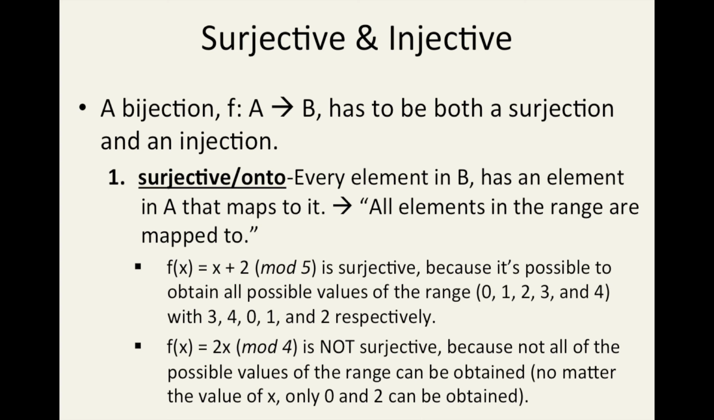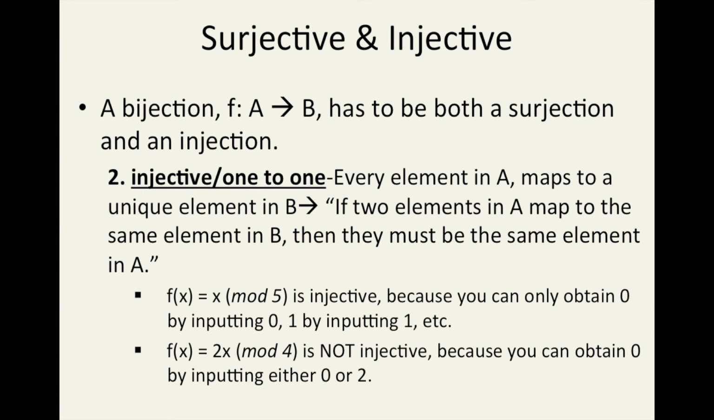Now we'll look at a function that is not surjective, and that's f of x equals 2x in mod 4. You'll notice that out of all the possible values in the range, which in the world of mod 4 would be 0, 1, 2, and 3, not all of these values, specifically 1 and 3, are actually able to be obtained given f of x. You can only get the values 0 and 2 in the range, no matter which value of x you give. So since there are some values in the range of f of x equals 2x mod 4 that cannot be mapped to, f of x equals 2x mod 4 is not surjective.